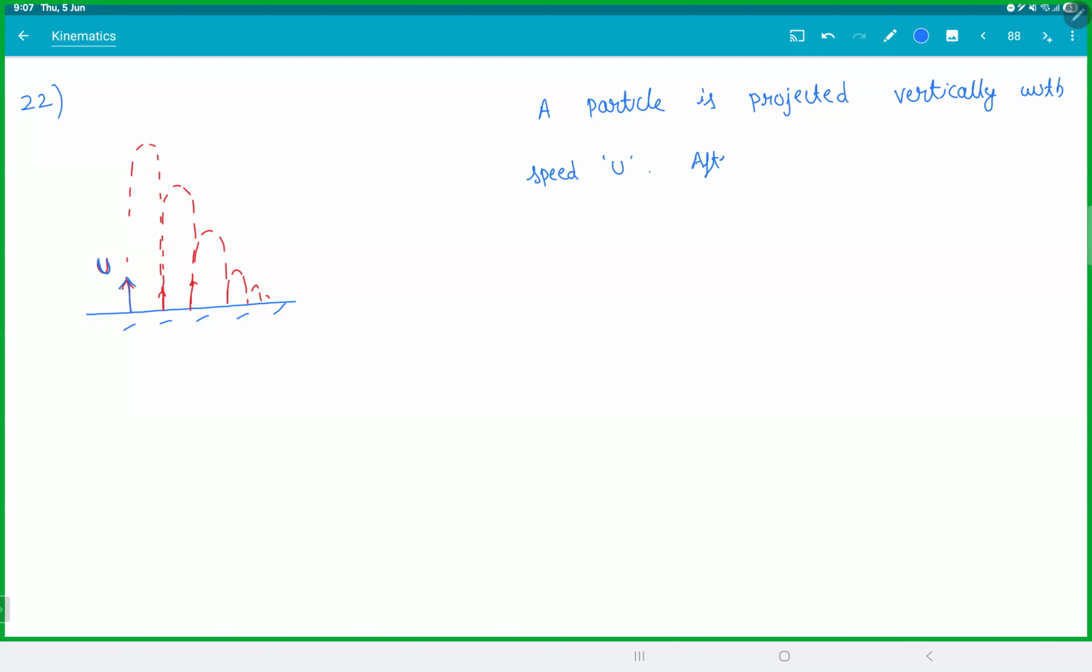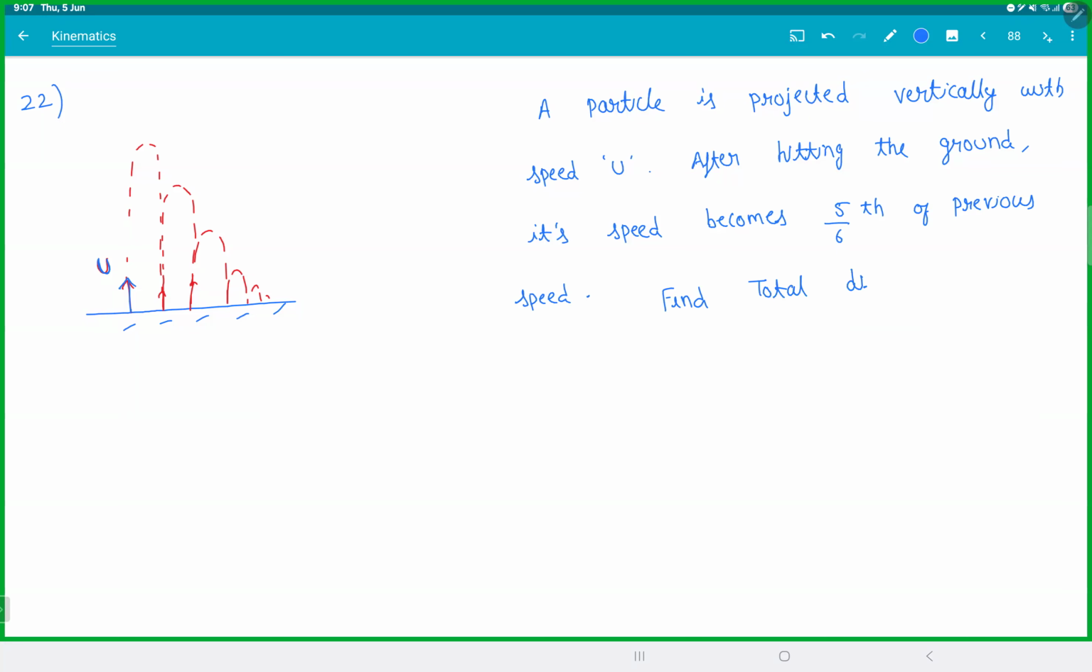After hitting the ground, its speed becomes 5/6 of the previous speed. So if you hit with u, your speed becomes 5/6 u. Whatever was the previous speed, it becomes 5/6 of that. Find total distance, total time, and average speed. And I'll just ask you average speed if it's an exam.